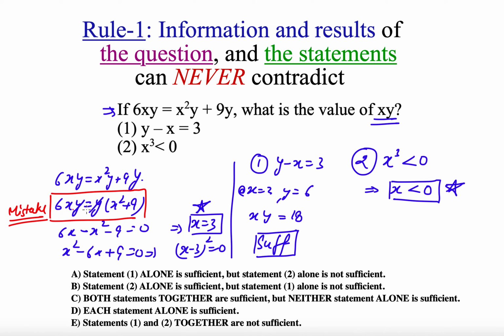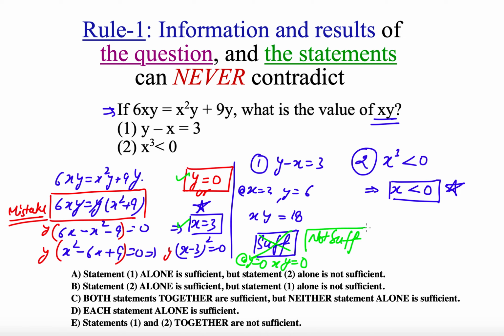The simplification of this entire equation gives us x equal to 3 or y equal to 0. So instead of just one inference, we have two inferences. Either y is 0 or x is equal to 3. Now with these two understandings, when we look at the first statement, at x equal to 3, xy is 18, but at y equal to 0, xy will be 0. That means finding the first statement sufficient would be an incorrect result, because the first statement is not sufficient, because xy can have multiple values. There are two values that we have been able to identify. One is 18 and the other is 0.